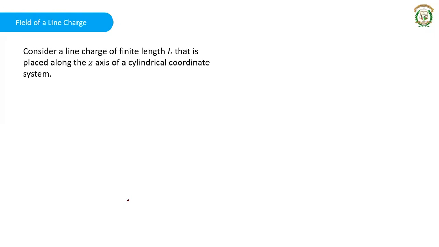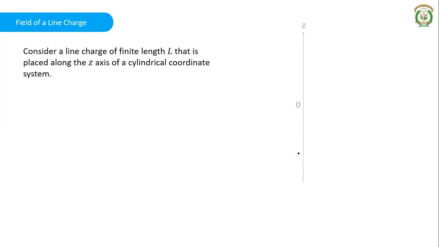So first, as I said, we will consider a line charge of finite length L, which is placed along the z-axis of a cylindrical coordinate system. Whenever we have a line charge, we normally consider a cylindrical coordinate system, because a line exhibits cylindrical symmetry. Suppose this is the z-axis and this is the origin. You consider a line of finite length L, which is placed symmetrically with respect to the origin.